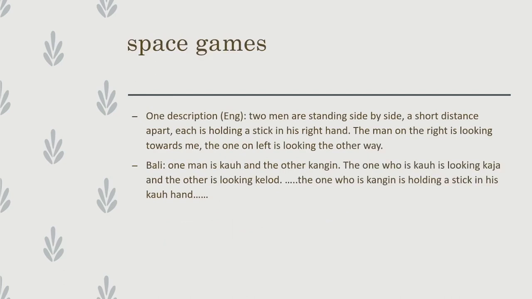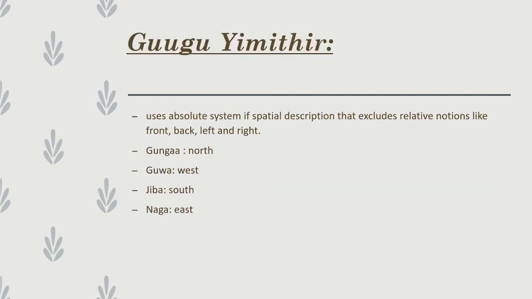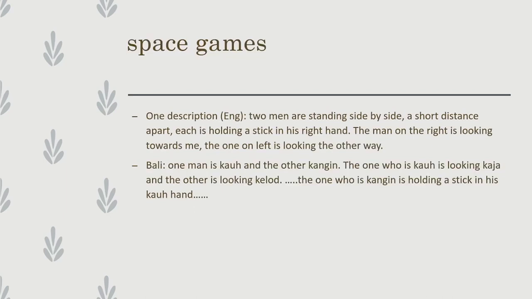These are space games utilized by the Nijmegen MPI group. There is a scene that they have to describe. This is the English description. The description in English would be like this, but in the Balinese language, this is how it will be described: one man is on the cow side and the other is on the kangin side, and so on. Basically, it's something like north, south.